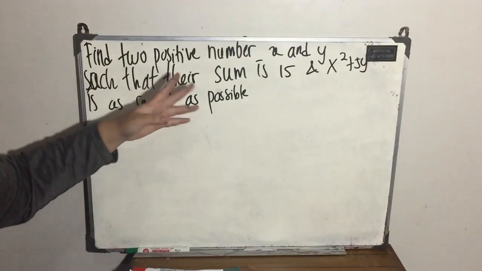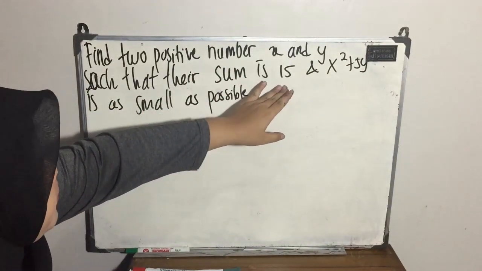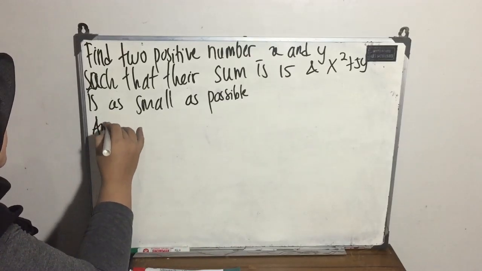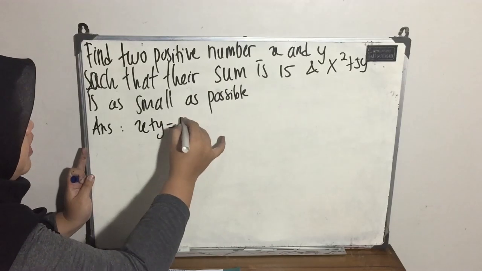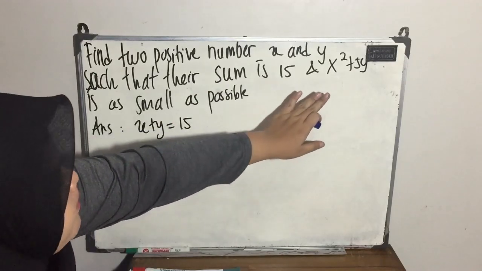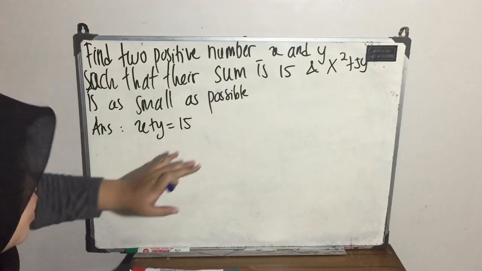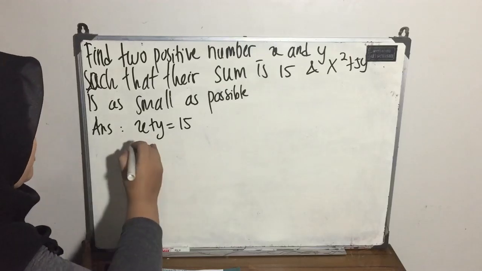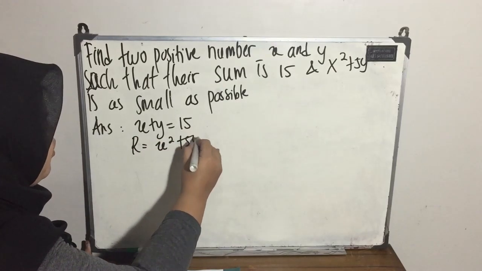Okay, find two positive numbers x and y such that their sum is 15. Answer: x plus y is equal to 15, and x squared plus 5y is as small as possible. So let r equal x squared plus 5y.